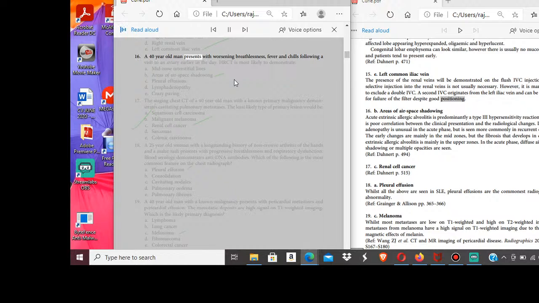16. A 40-year-old man presents with worsening breathlessness, fever and chills following a visit to an aviary earlier in the day. HRCT is most likely to demonstrate A. Mid-zone interstitial lines. B. Areas of airspace shadowing. C. Pleural effusions. D. Lymphadenopathy. E. Crazy paving.